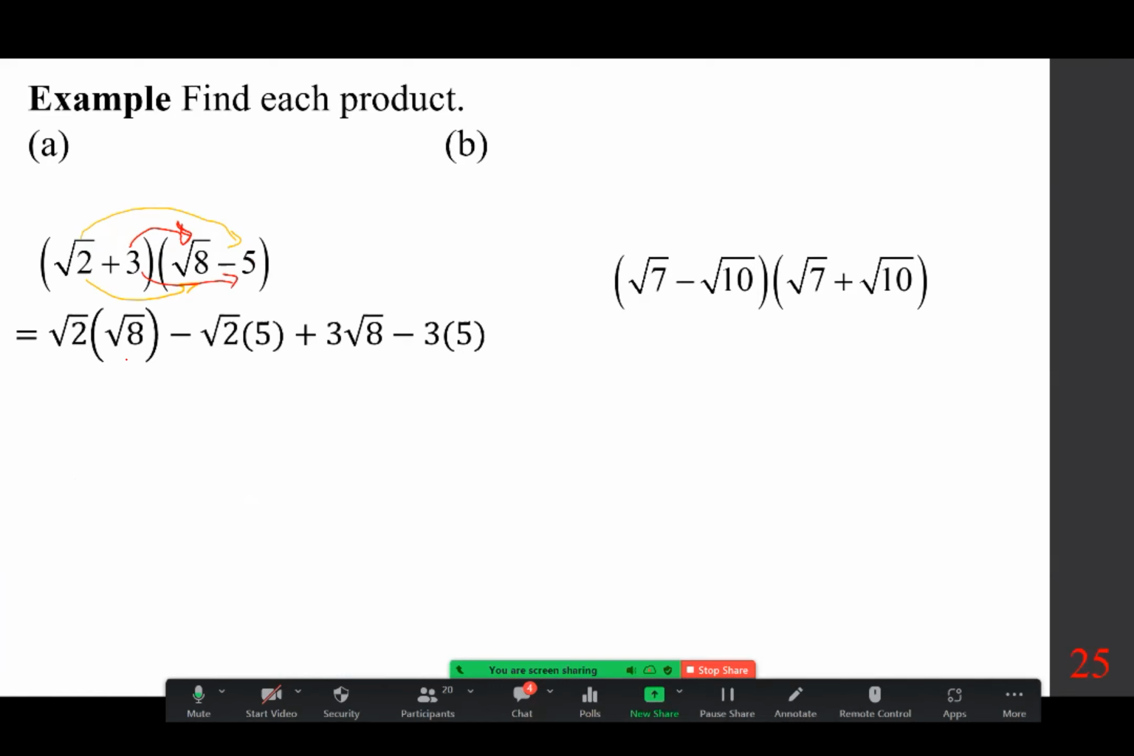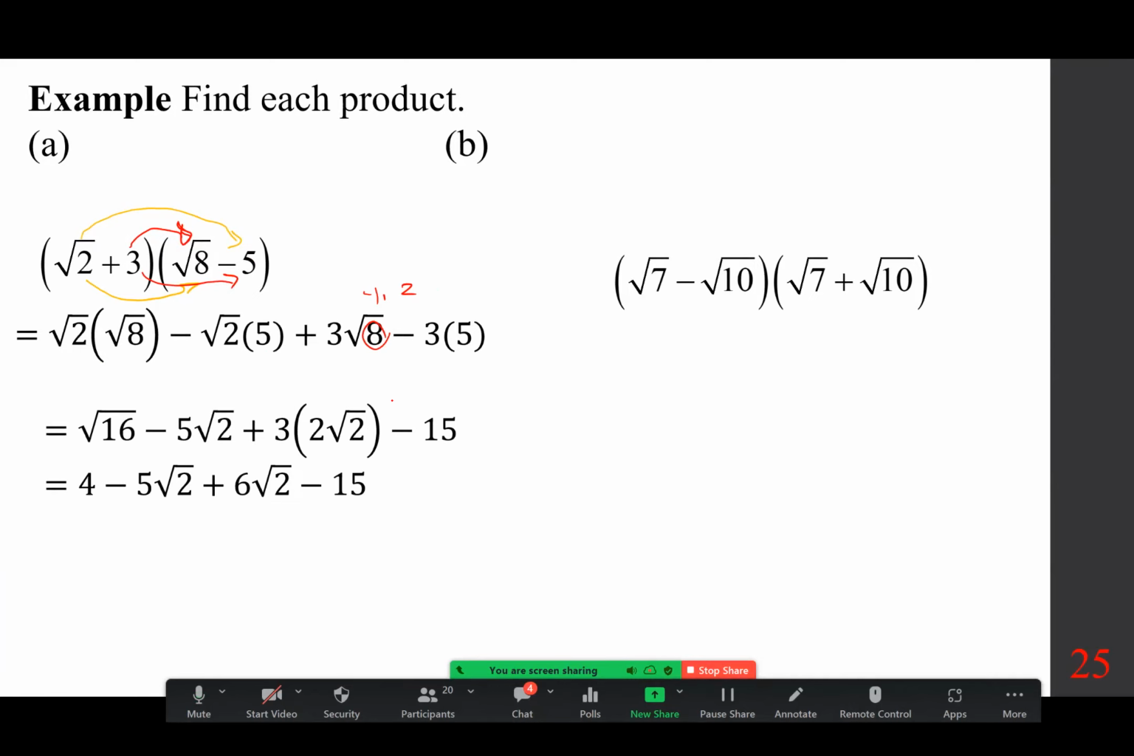The first one is the square root of 16, which is 4. The next one is -5 square root of 2. The next one is 3 square root of 8, where 8 is 4 times 2, the 4 comes out as 2, and the 2 remains. Then -3 times 15. And we can combine these two. Also, we can combine these two. So we get -11 plus square root of 2.